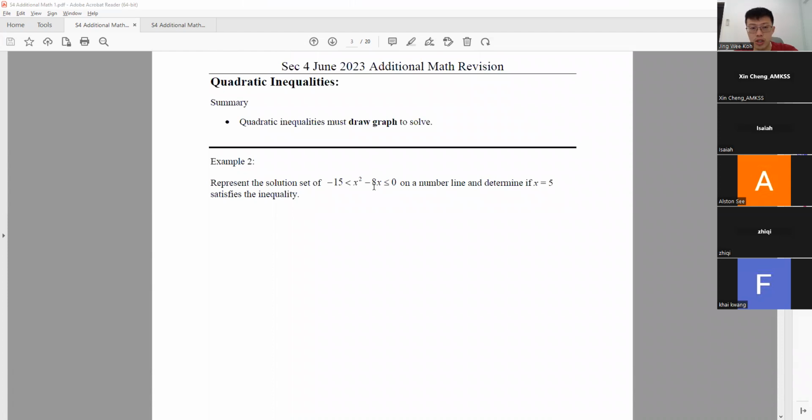Okay, your next skill, this is a very important skill, quadratic inequality. What is quadratic inequality? As long as you see something squared with an inequality, this is what we call quadratic inequality. We must draw a graph and solve it. You cannot use your algebra 100% to actually find your answer.